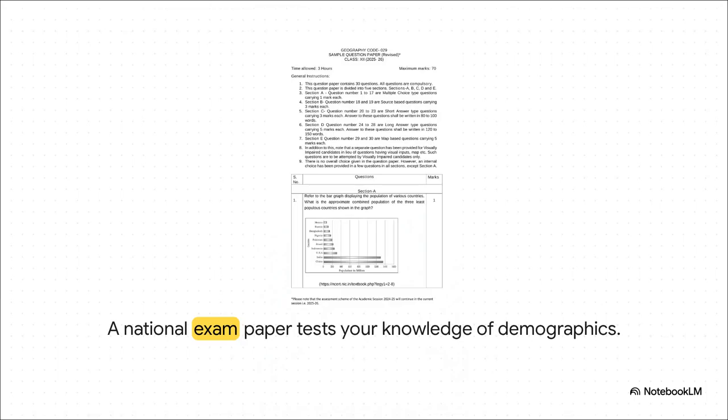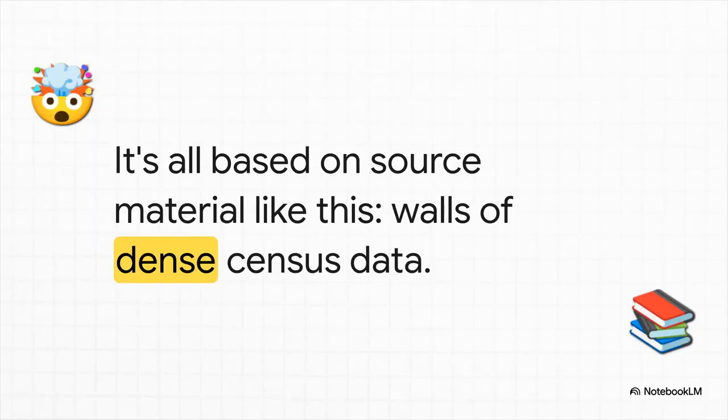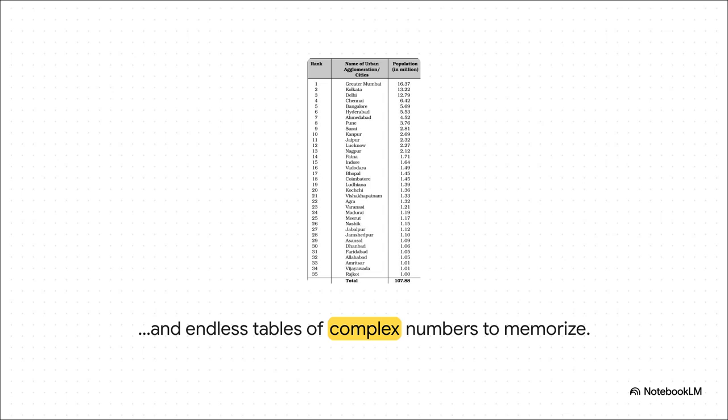You know you're going to be facing pages that look just like this, packed with tricky multiple choice questions, assertions, and reasons. And all of it is based on source material that looks like this. Just walls of super dense text from official census reports. And don't even get me started on the endless tables of data you're somehow expected to just memorize. Who was number one? What was that exact population figure?